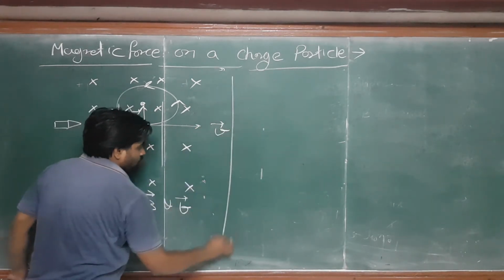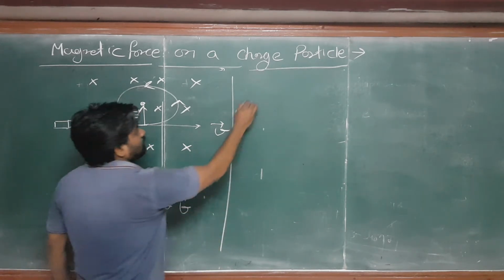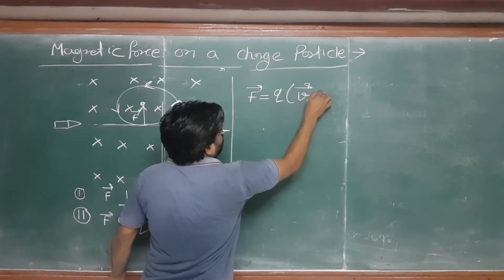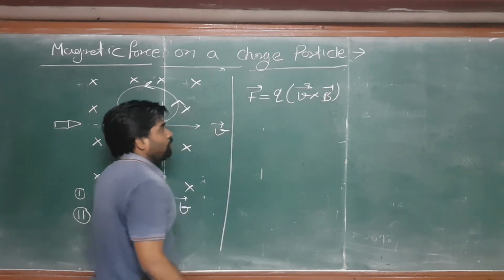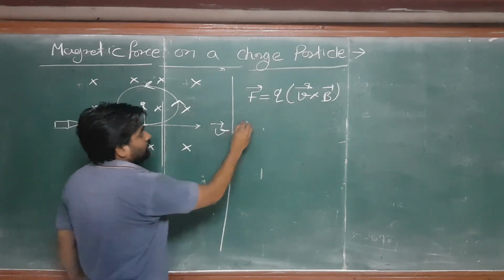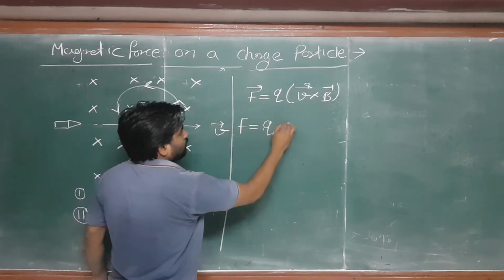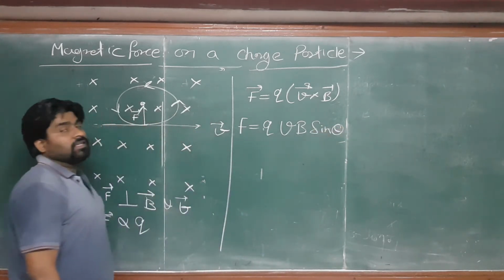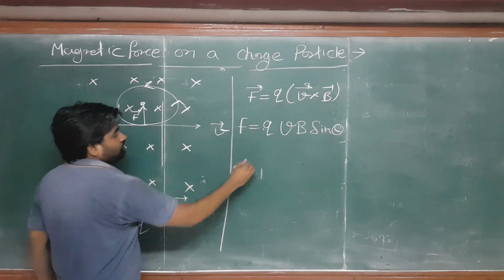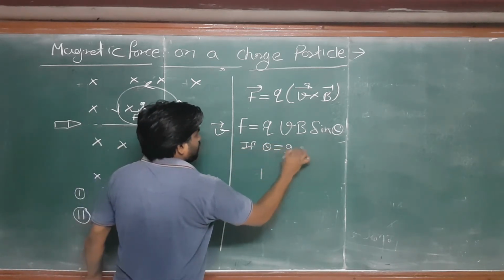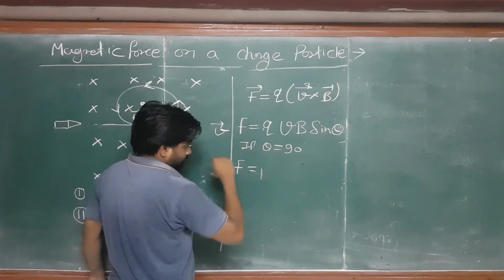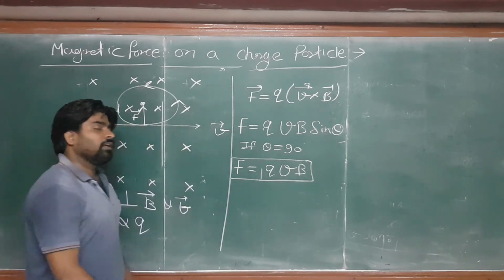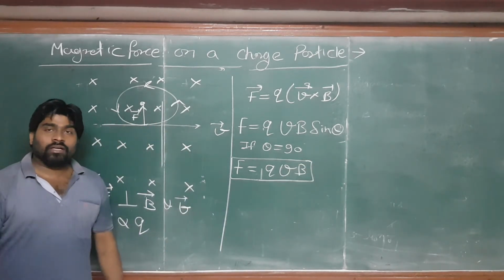The formula of the force becomes vector F is equal to q times vector v cross vector B, because v and B are perpendicular to each other. So this is called the vector form. In magnitude, you will write F is equal to qvB sin theta. If theta is 90 degrees, then your force would be maximum, F becomes qvB. And if theta is equal to 0 or 180 degrees, your force would be 0, right?